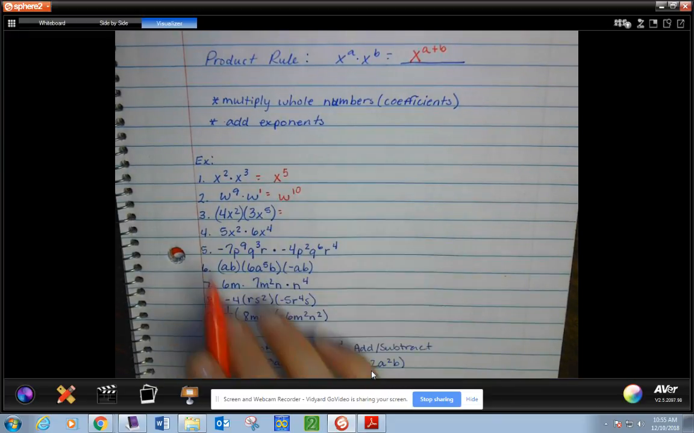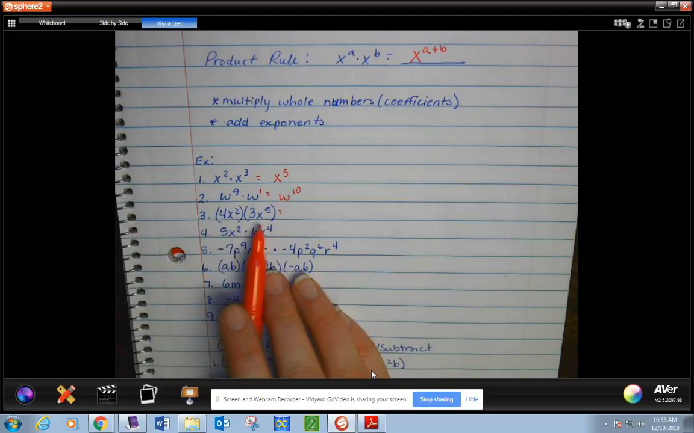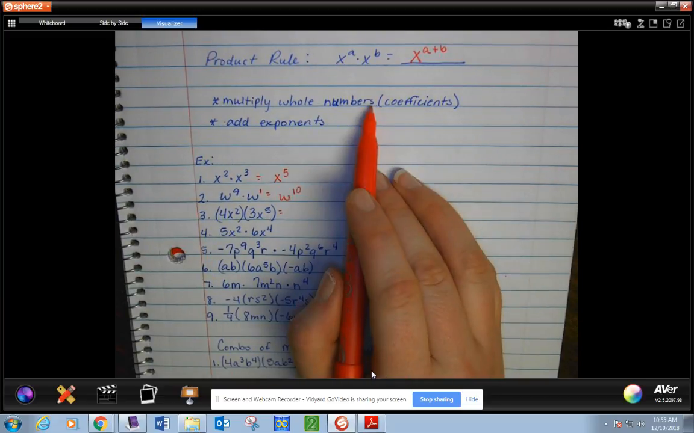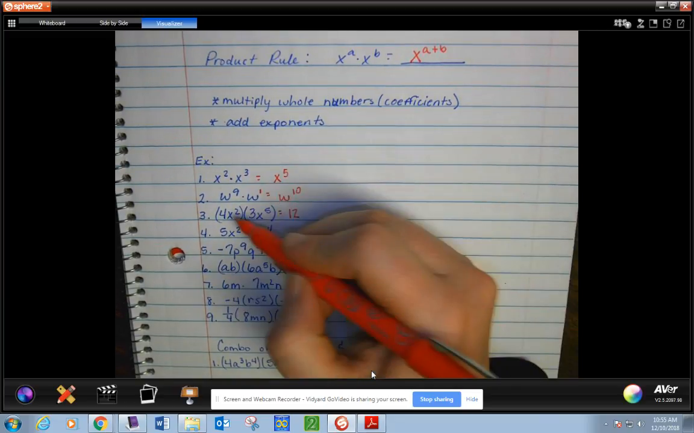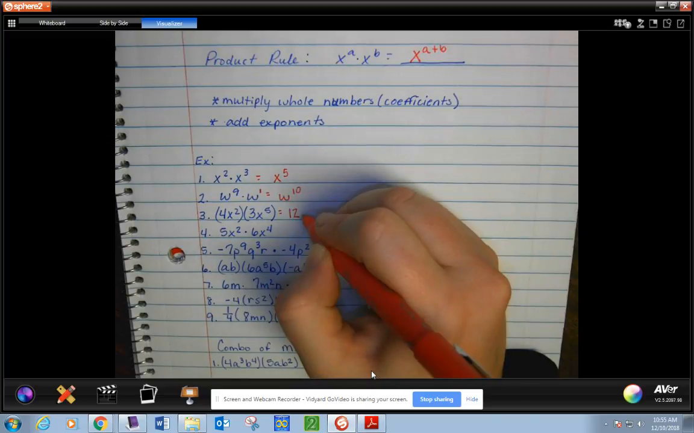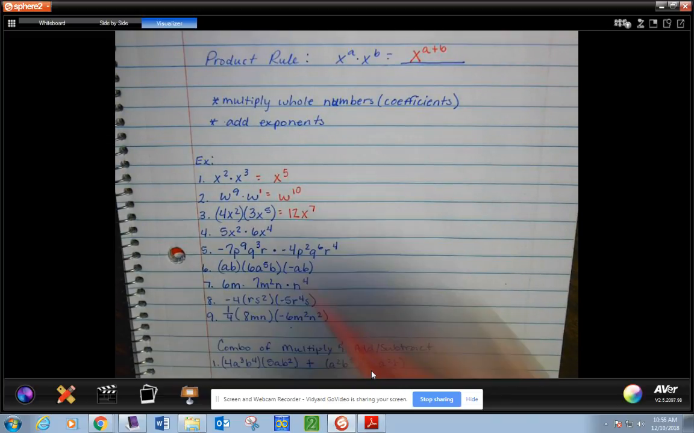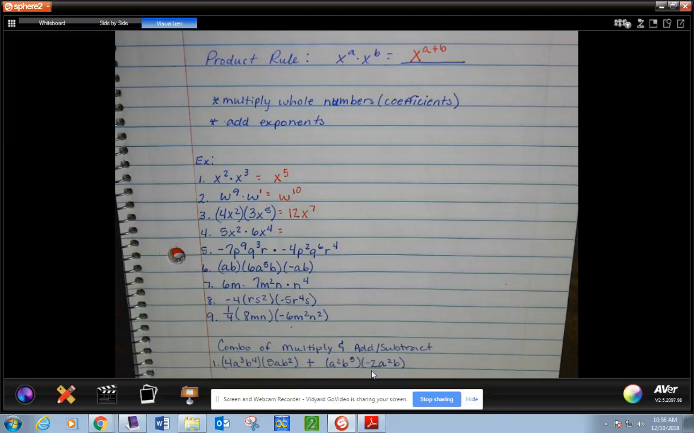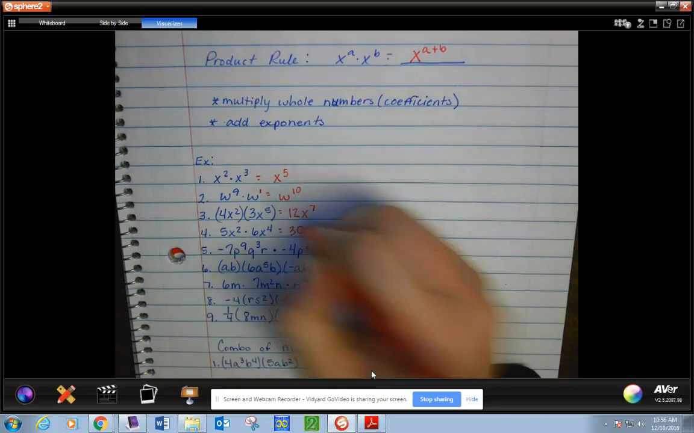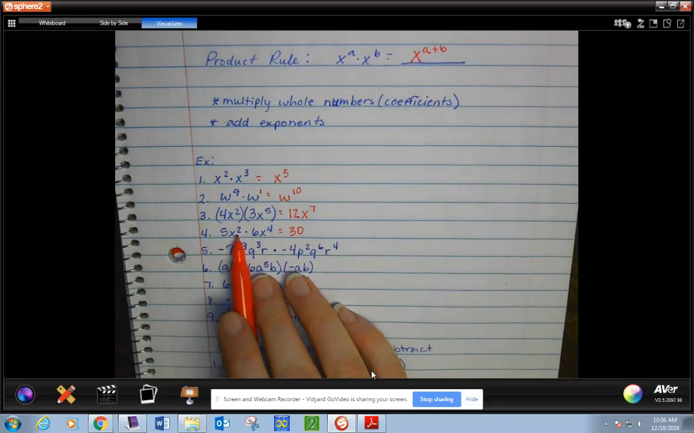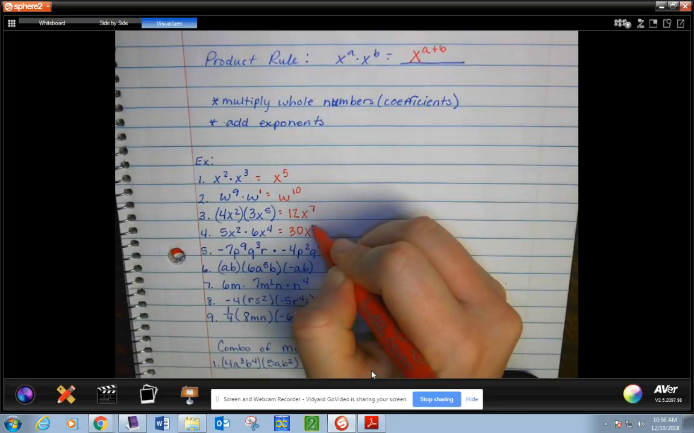Okay, for example 3, we have 4x squared times 3x to the 5th. So now you multiply those whole numbers, the coefficients. 4 times 3 is 12, and an x squared and an x to the 5th, so 2 plus 5 is 7. For example 4, I have 5x squared plus 6x to the 4th. Not plus, that's a times sign. I apologize. So 5x squared times 6x to the 4th. So multiply your whole numbers. 5 times 6 is 30. Add your exponents. If you have an x squared and an x to the 4th, 2 plus 4 makes x to the 6th.